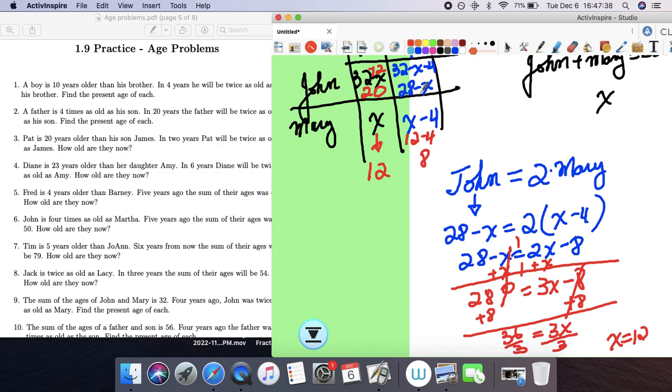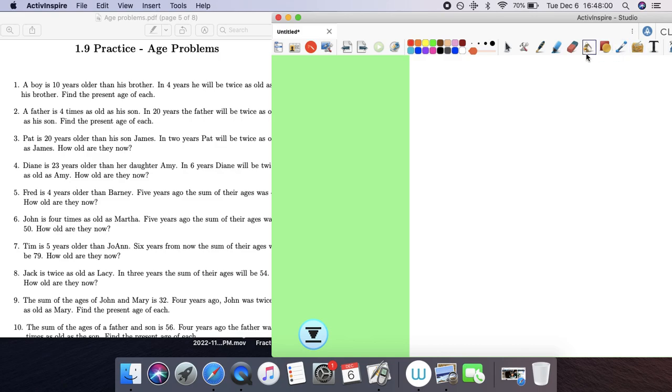And John, we're going to substitute x, which is 12. So 28 minus 12 is 16. So 4 years ago, look at the relationship. Was John twice as old as Mary? Yes, he was. So there we go. All right, so again, it's repetitive, but once you get the hang of it, it's pretty easy.